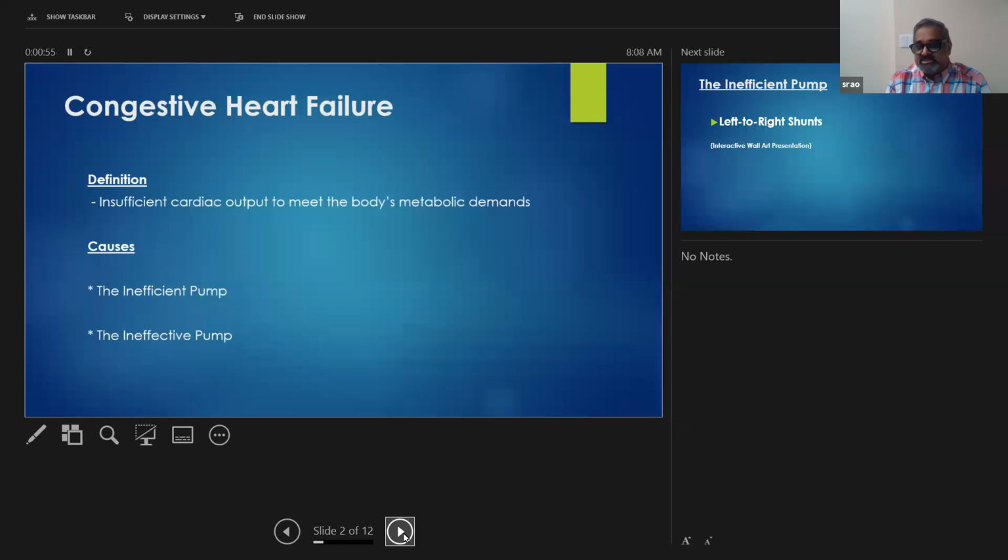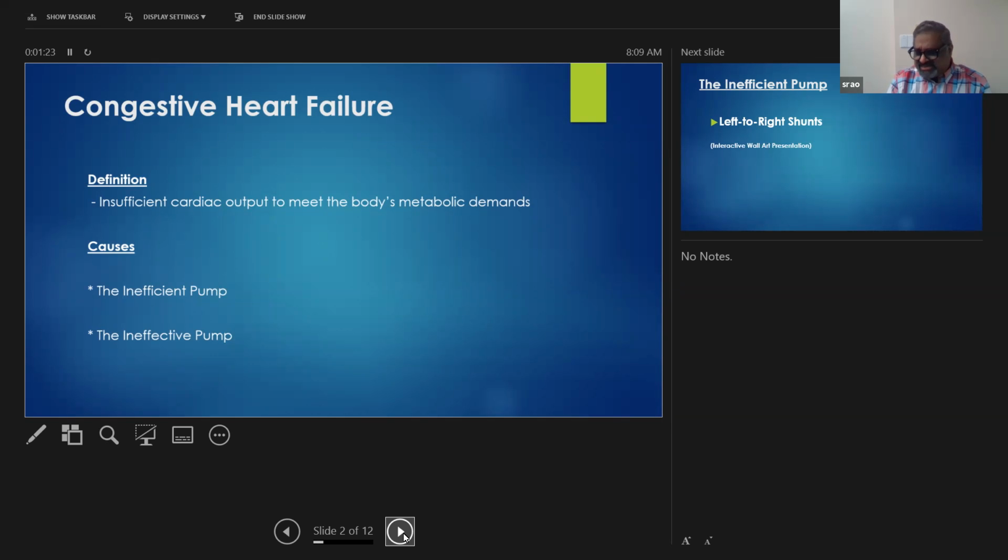So it was called congestive heart failure because there was pulmonary congestion. If there's pulmonary congestion, what that would mean is that there's backup of blood flow into the lungs, and then you get congestion. That can happen for one of two reasons. One is A, you don't have egress of blood from the lungs, and therefore that's what we call an ineffective pump, and that's what we call systolic heart failure.